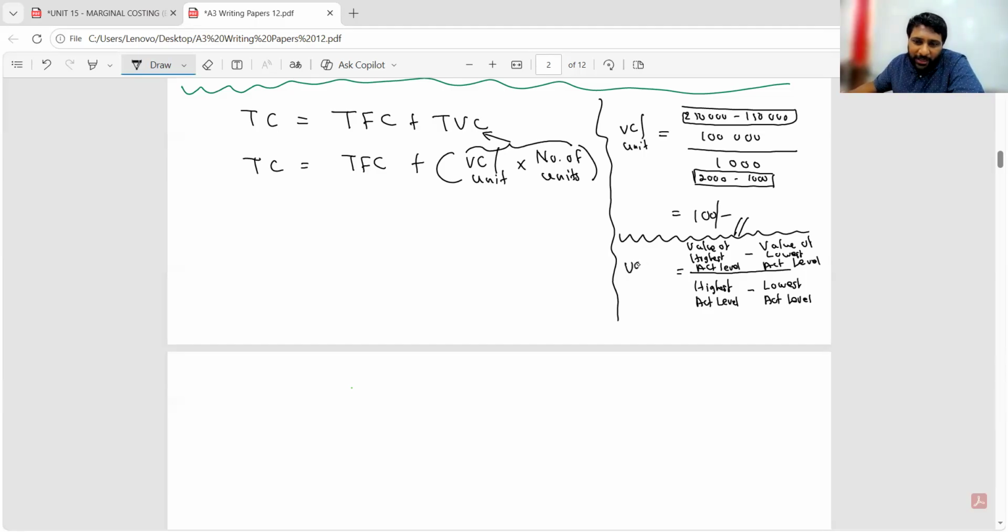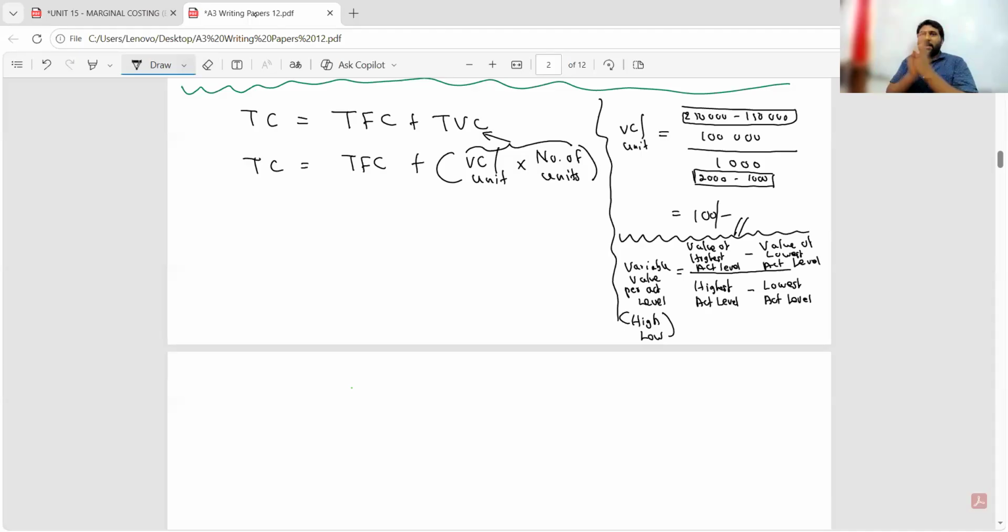This one will give you the variable value per activity level. We will call this method the high-low method. So people take the difference of the cost and the difference of the number of units, or the quantity. It will give you the variable cost per unit.